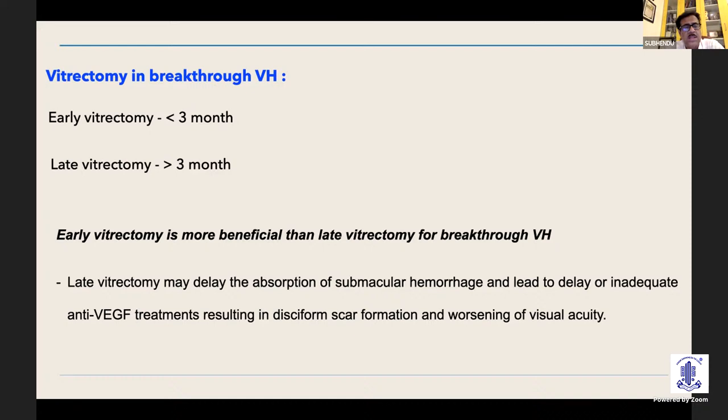Early vitrectomy means less than 3 months, and late vitrectomy means more than 3 months. Early vitrectomy is always more beneficial than late vitrectomy for breakthrough vitreous hemorrhage, as late vitrectomy can delay the absorption of the submacular hemorrhage and delay further anti-VEGF treatment, or ultimately lead to disciform scar formation. Whereas with early vitrectomy, you clear the vitreous hemorrhage and see the submacular hemorrhage, and you can inject subretinal TPA or intravitreal TPA or add an anti-VEGF injection at the end of your surgery. That can cause early resorption of the submacular hemorrhage, or decrease the CNVM. It can prevent further scar formation and further damage to the macula.